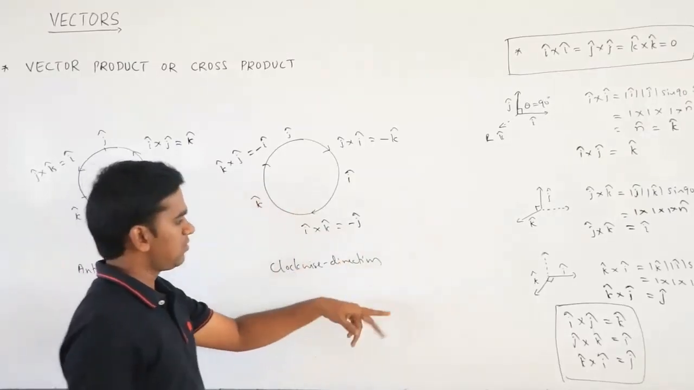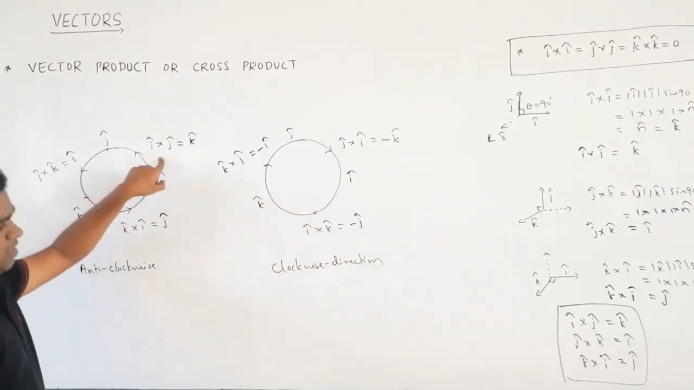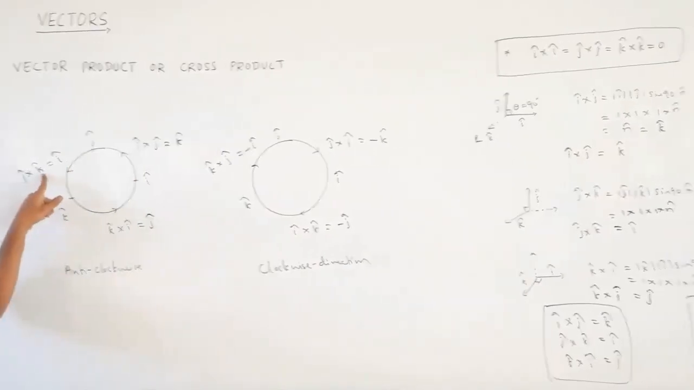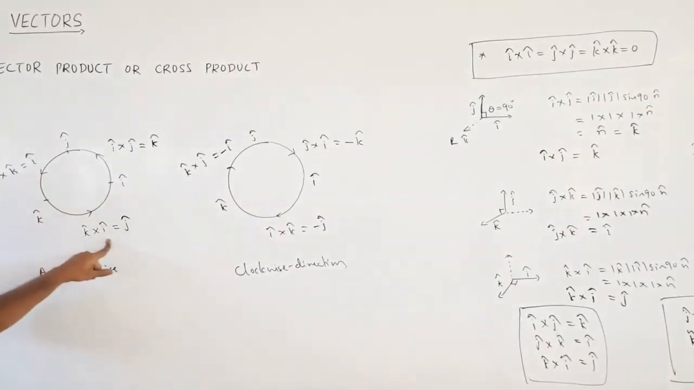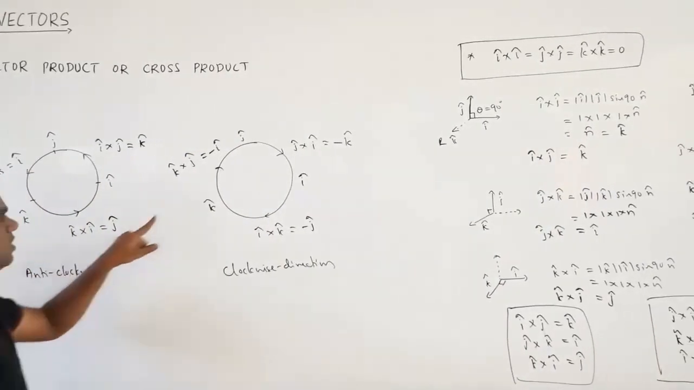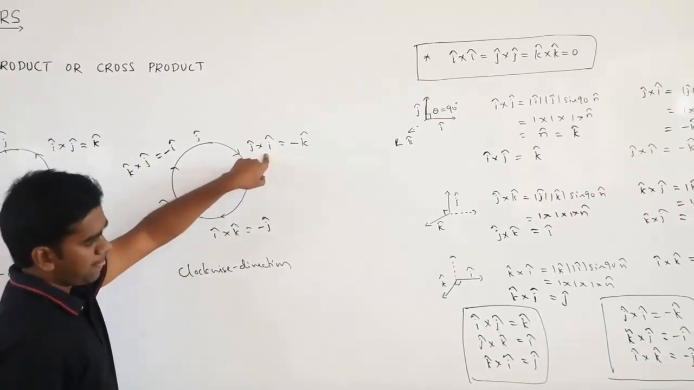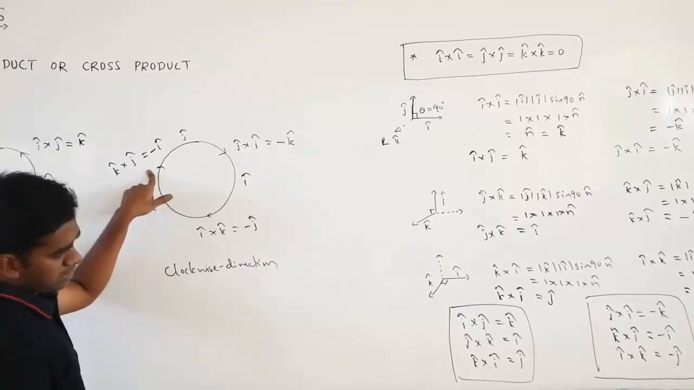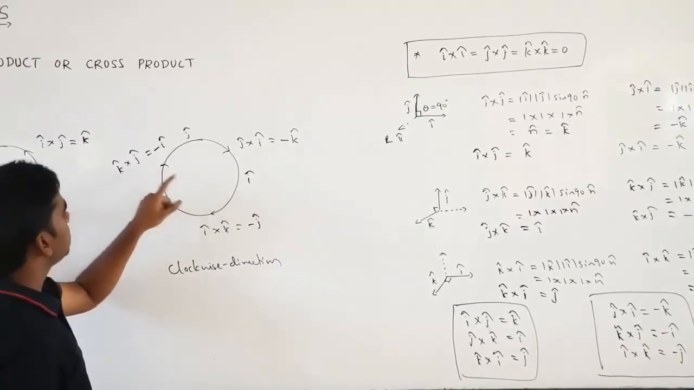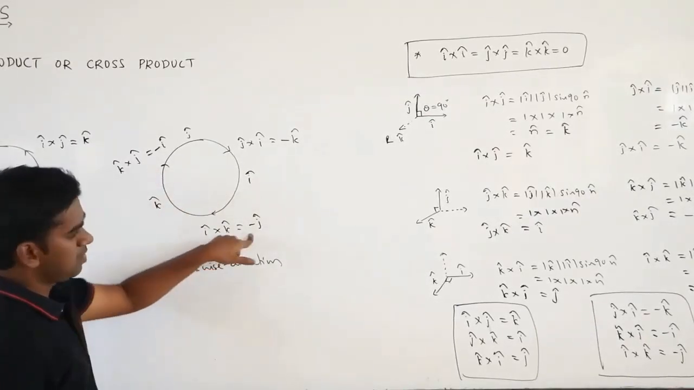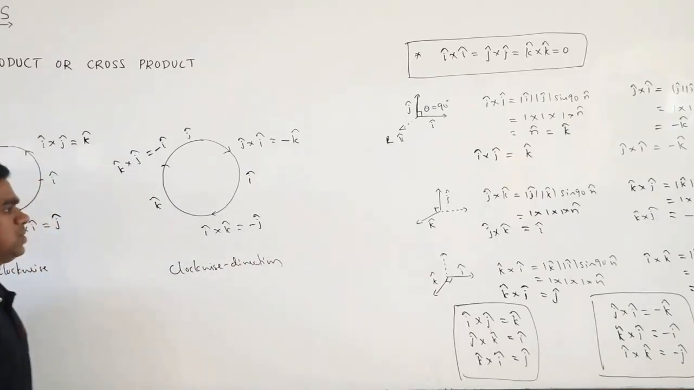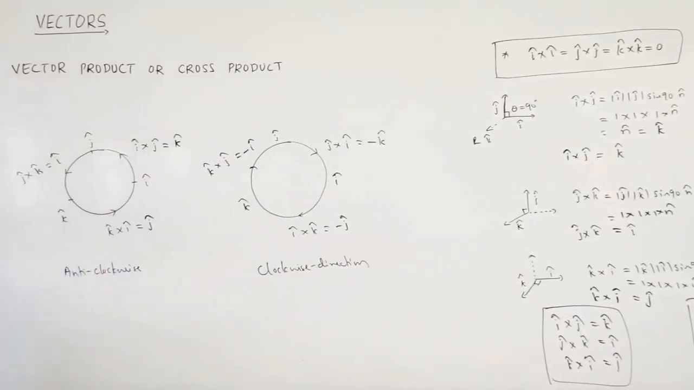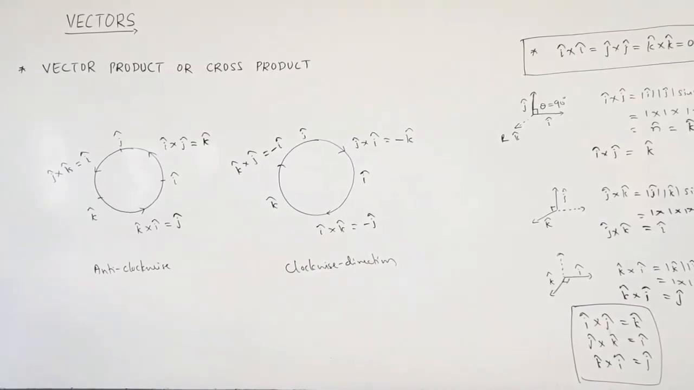Okay, you may check from here. I, J, K is there, so J, K, I is there, then K, I, obviously J is there. Here J, I, so minus K is there. K, J, obviously minus I is there, then I, K, minus J is there. Okay, so this is how we can remember the cross product of unit vectors.